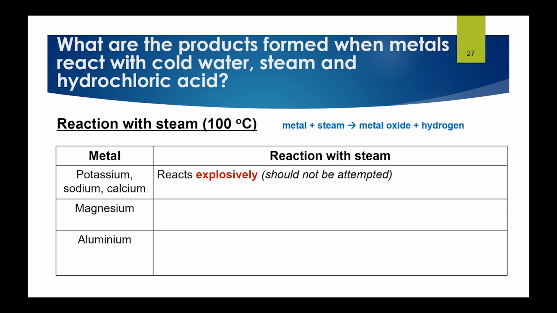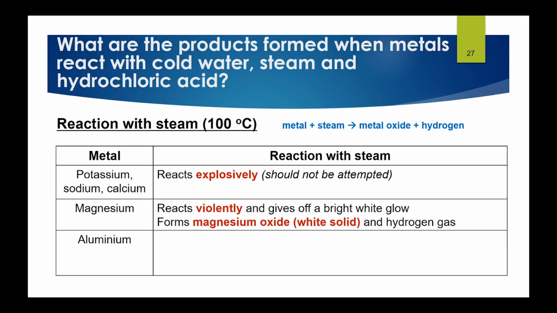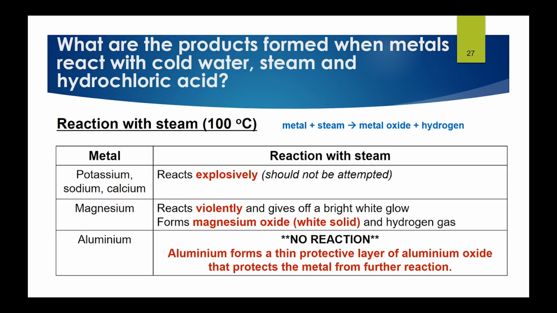For magnesium itself, if you react it with steam, it's actually a very violent reaction and it gives off a very, very bright white glow. The product that's formed is magnesium oxide, which is a white solid, as well as hydrogen gas. For aluminium, once again, there's no reaction because like I mentioned just now, the aluminium oxide is just so persistent that it doesn't allow the rest of the aluminium to react at all.